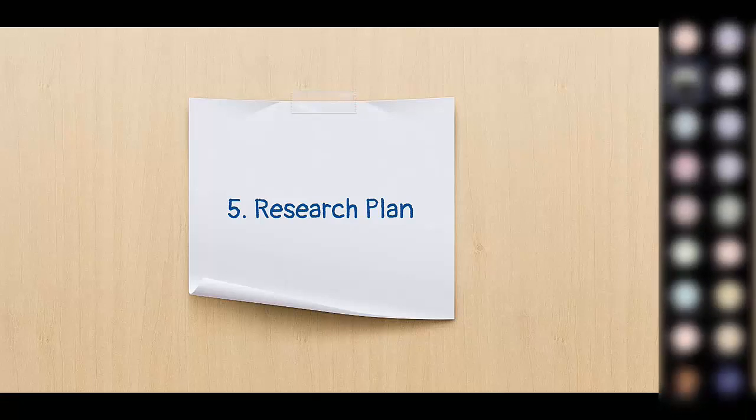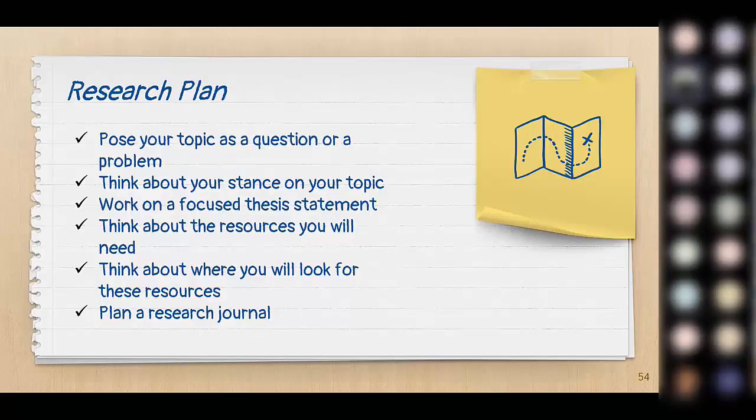So now we're going to go on to talk about the research plan. So to formulate a research plan, the first thing you'll want to do is to pose your topic as a question. As you read, think about your stance on your topic or the angle at which you would like to examine it. You will, of course, need to narrow these ideas down to a focused thesis topic as you continue to gather evidence from your research. As you proceed to develop a thesis, think about the resources you need: books, journal articles, theses and dissertations, newspaper articles perhaps, and where you will find these resources.